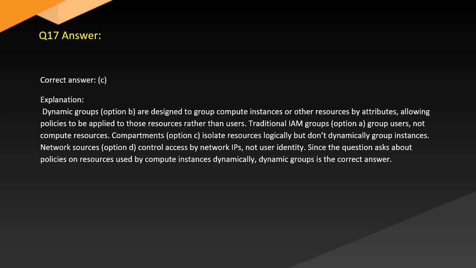Traditional IAM groups, option A, group users, not compute resources. Compartments, option C, isolate resources logically but don't dynamically group instances. Network sources, option D, control access by network IPs, not identity. Since the question asks about policies on resources used by compute instances dynamically, dynamic groups is the correct answer.